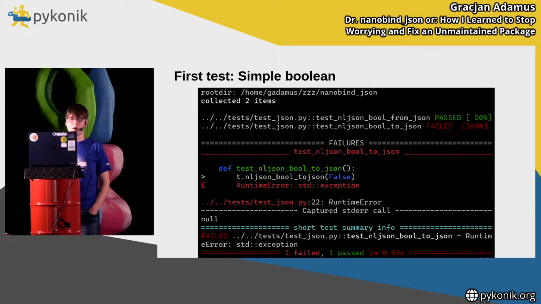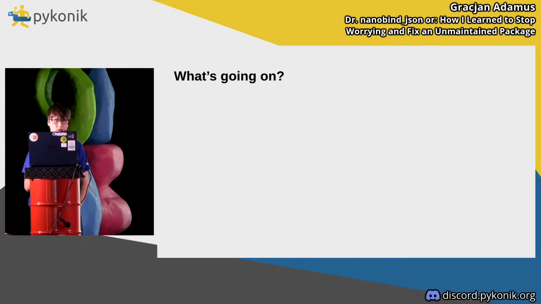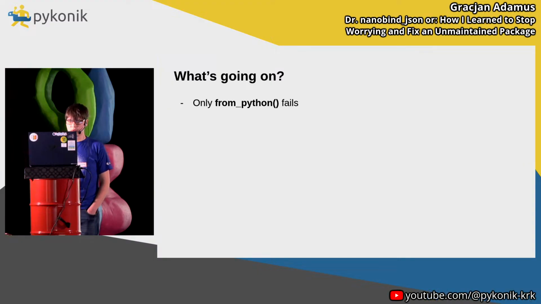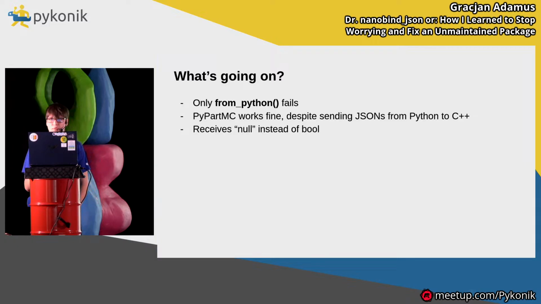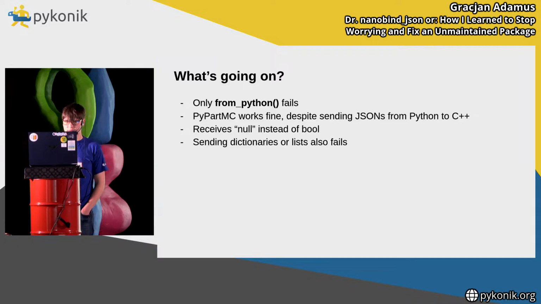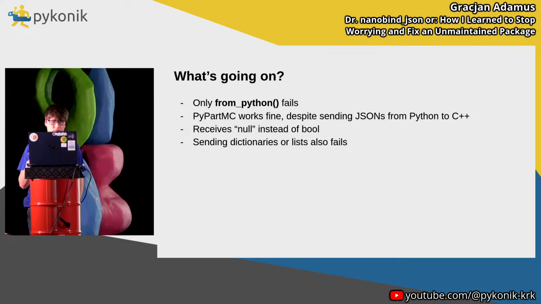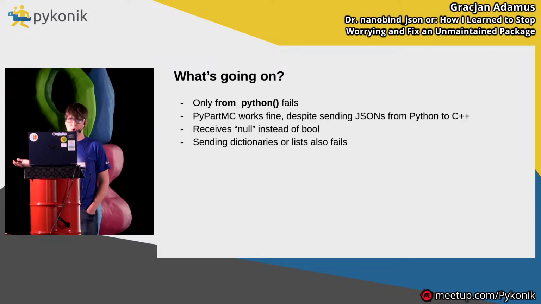Null. Huh. Well, that's interesting, because basically only from Python fails, and PyPartMC works fine, despite sending a lot of JSON from Python to C++. And we receive a null value instead of bool. And I have also tested with sending more JSON-like data, like dictionaries or lists, because I thought, OK, maybe sending primitive types is somehow broken. Let's send something that actually looks like a JSON. But no, it also failed.